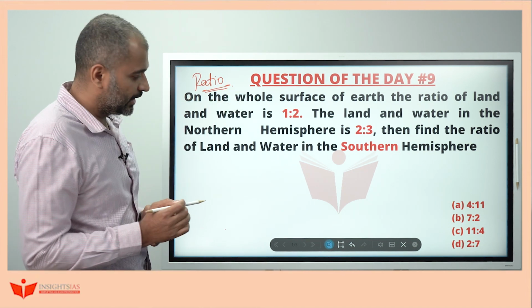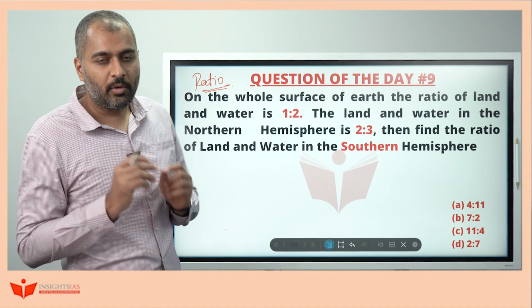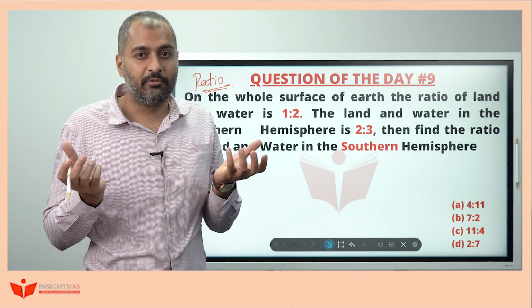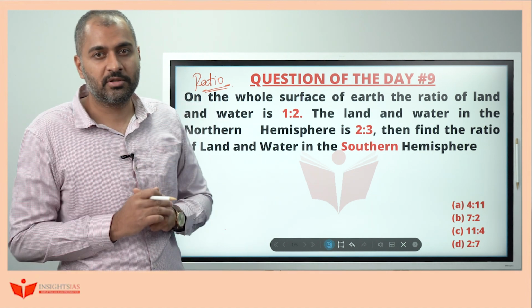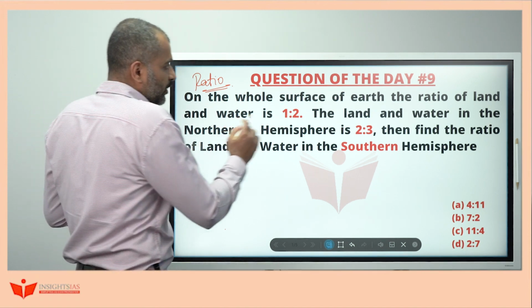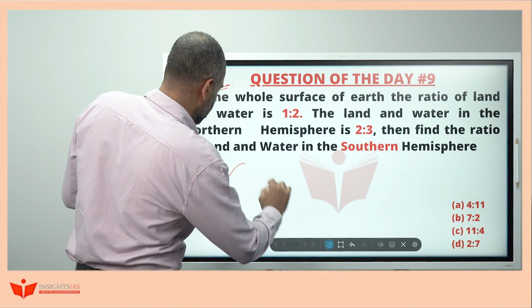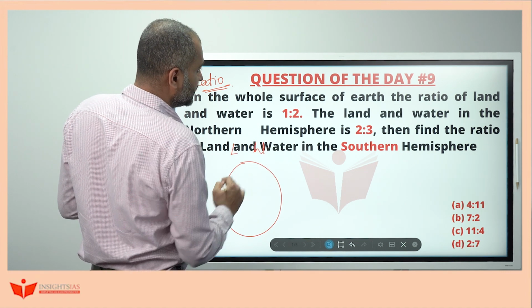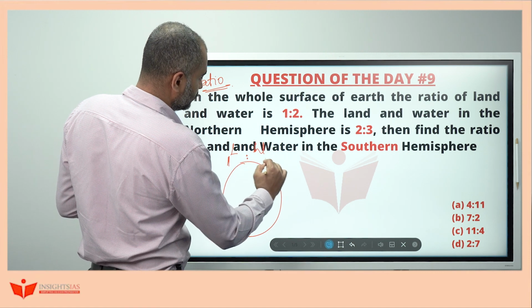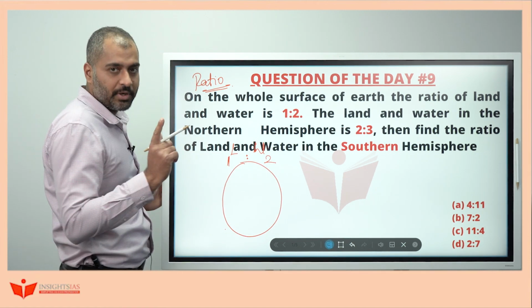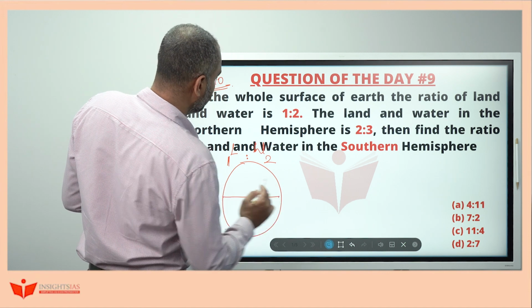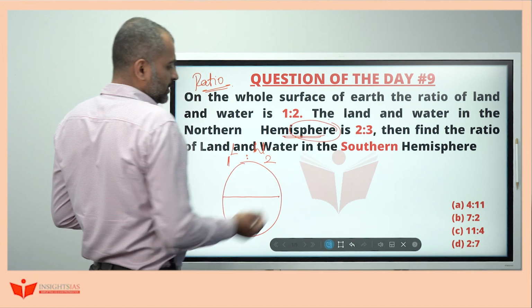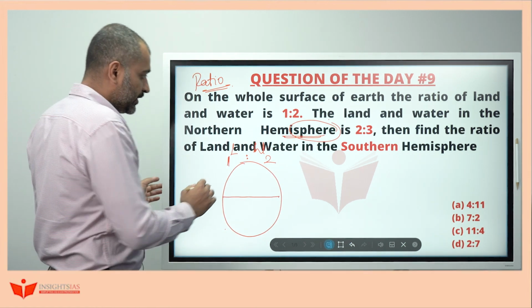Always the questions will be divided into two parts. One is the asking part, one is the given part. If you link these two parts, that's called the approach of solving the question. The whole surface of the earth, consider this as the earth, in which land and water is in the ratio 1:2. One part of land and two parts of water is there. It's been divided into two halves, hence it's called hemisphere. We have considered here the earth as sphere, not geoid.